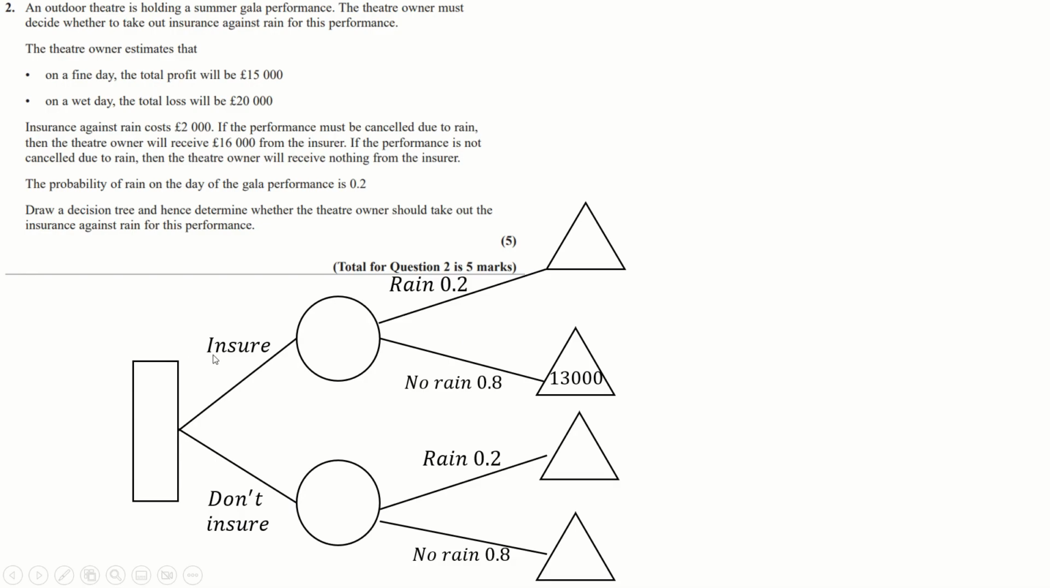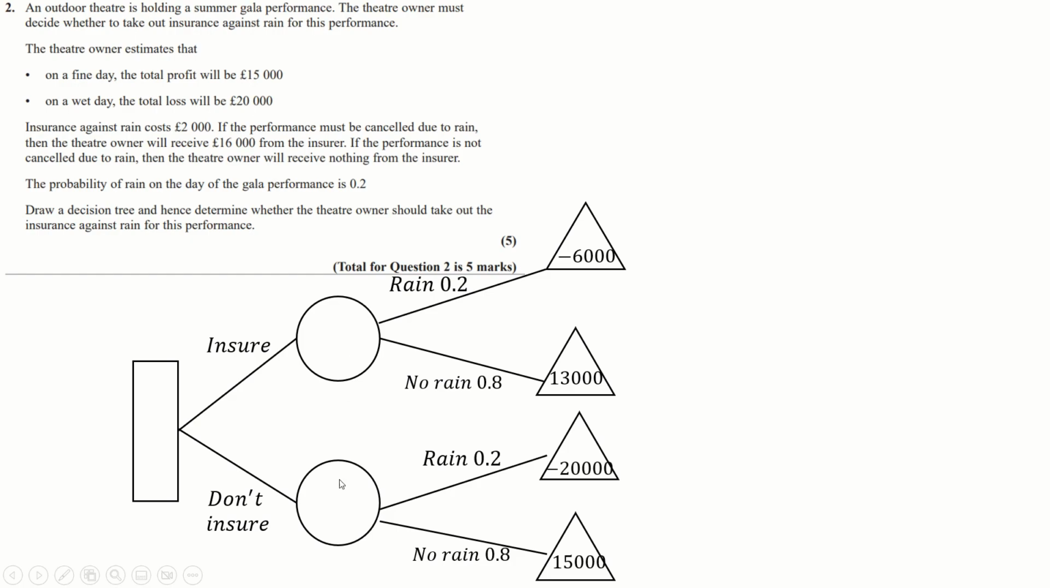If it doesn't rain and we're insured, then we will clearly make 15,000 for it not raining. However, we have paid 2,000 for insurance. That's 13,000. The next one is if it doesn't rain and we're not insured, we'll just make 15,000, obviously, which is great. It's the most we can make. However, if it rains, we will be losing this 20,000. If we're insured, we'll get 16,000 back, but we are still paying 2,000. So that's a 14,000 difference. With the 20,000 we're still losing, that's going to be a 6,000 loss. And if we're not insured, it's just straight up a 20,000 loss.